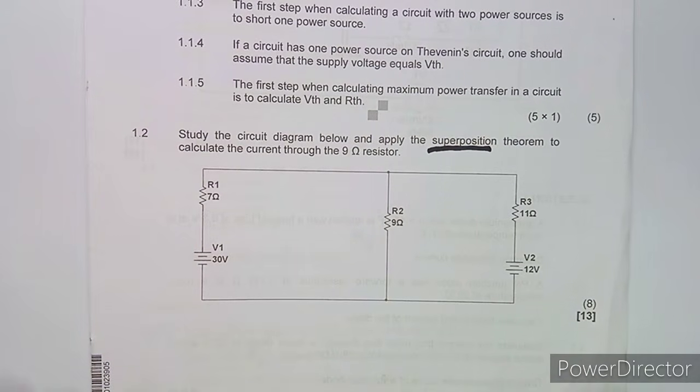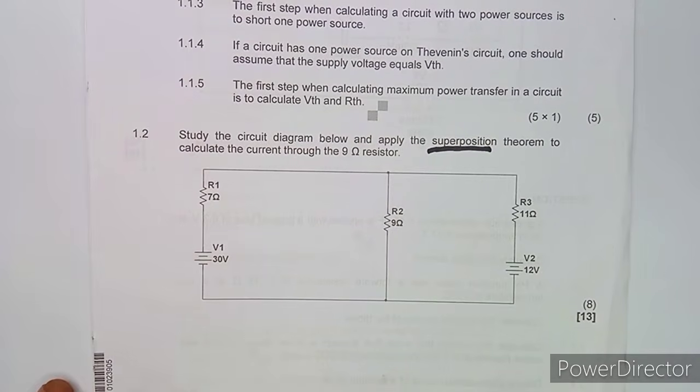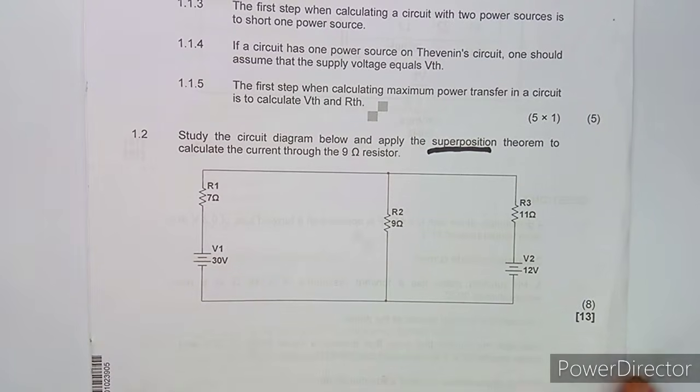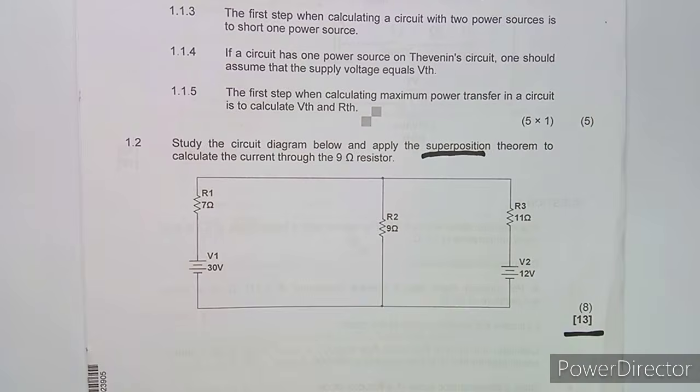That is why I have this question paper, because remember, some of the network theorems are being removed from the syllabus, but superposition is still there. So that is why I'm also having this question. As you can see, a total of 18 marks there.